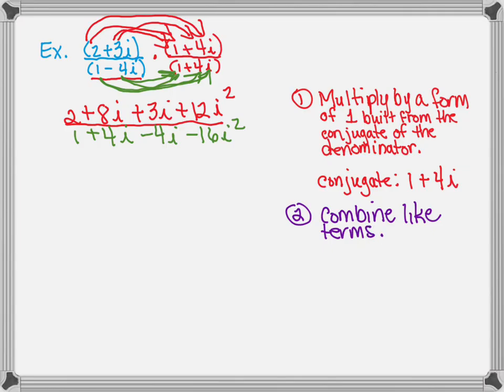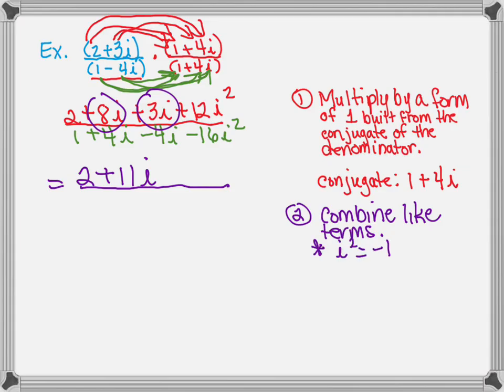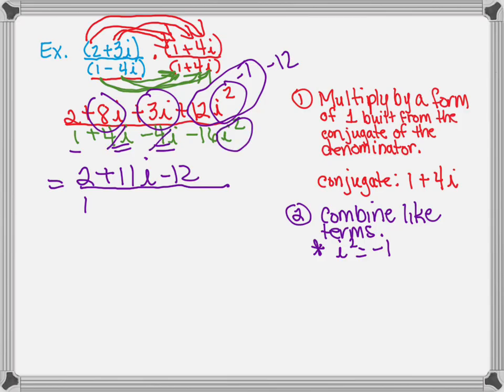Okay, let's combine like terms. So in our numerator, we have 2. And then we have 8i plus 3i, which combine to form 11i. Remember that i squared equals negative 1. So this i squared is negative 1. And we have 12 times negative 1, which is negative 12. So I have minus 12. And then in my denominator, I have 1. I have 4i and negative 4i, which combine to form a 0. So they cancel out. And then I have i squared again, which again is a negative 1. Negative 16 times negative 1 gives us a positive 16.